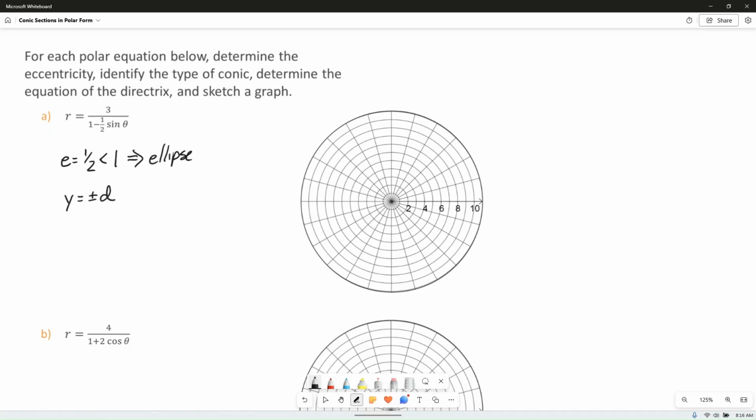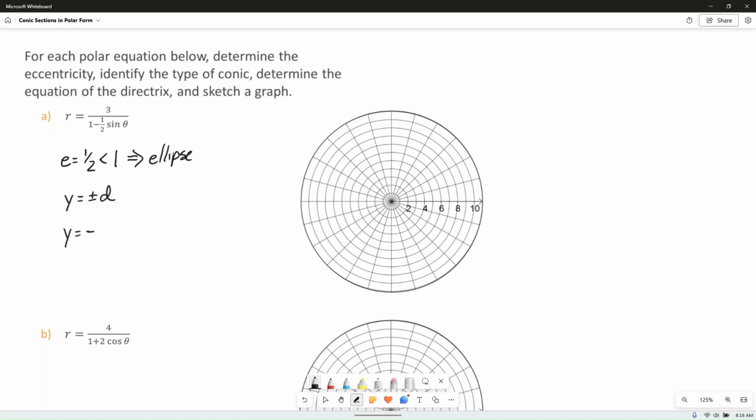Okay, so I need to figure out, is it a positive or negative value, and then what is the value for d. Now let's start with the positive or negative value. The sign of the directrix, whether it's positive or negative, is going to match the sign in the denominator of our fraction. So since I have 1 minus 1/2 sine of theta, the directrix is going to be negative. So y equals a negative whatever d is.